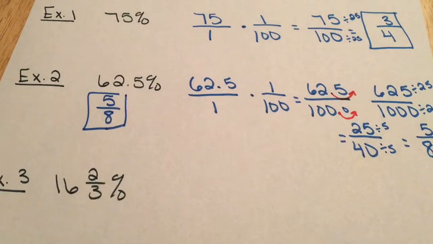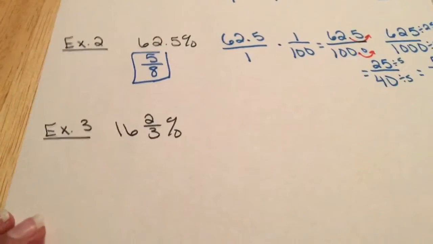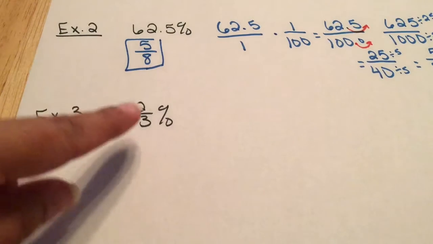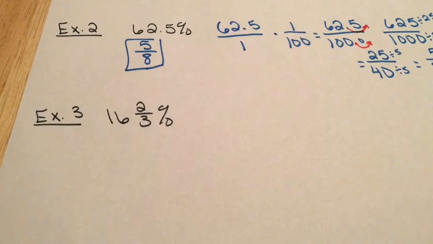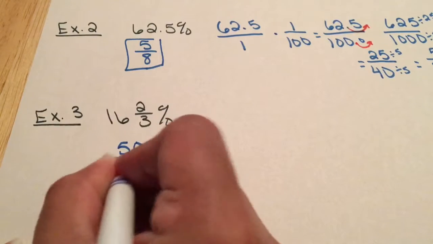Okay? And then the last one is 16 2/3%. Now this is a little tricky. We've seen a whole number, we've seen a decimal, now we're seeing a mixed number. One of the first things we have to remember with mixed numbers is I don't want to work with it. I'm going to first have to make it an improper fraction. So to do that, I have to multiply 16 times 3, and when I do, I get 48 plus 2 will be 50. So now I have 50 over 3.